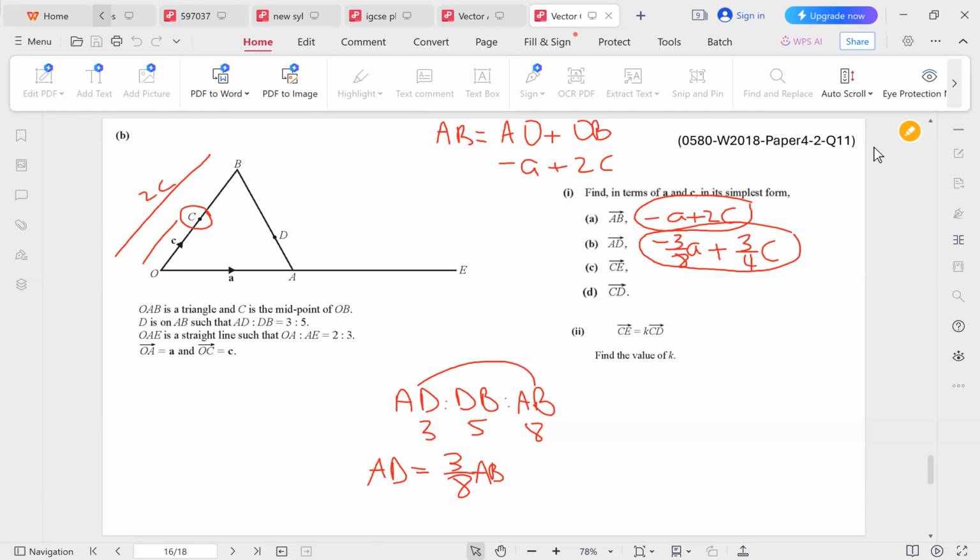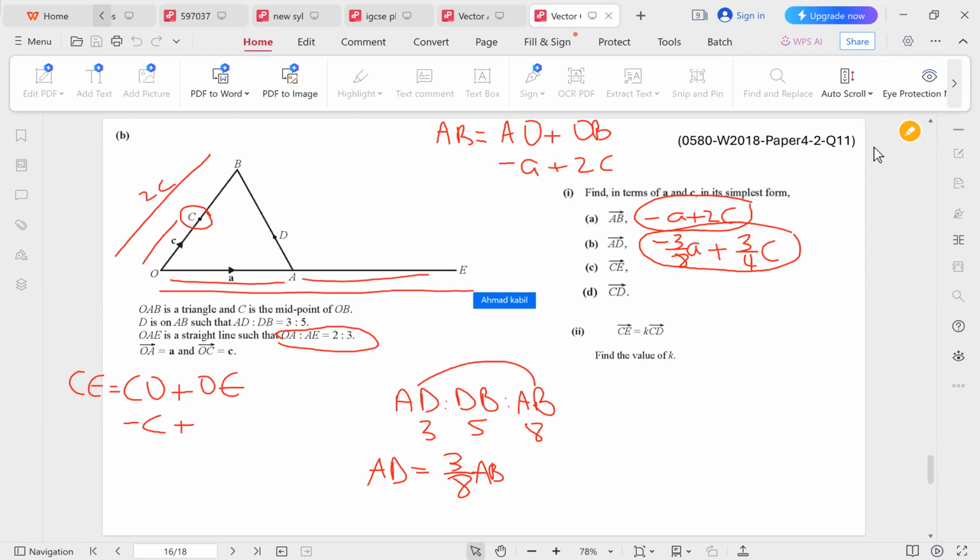another path. So I'm going to use CE equals CO plus OE. CO is just negative C. We want to get OE. We're going to use this ratio here. So we have OA to AE equals 2 to 3. And we can add the total segment. So we have OA to AE to OE. And this is 2 to 3 to 5. So OA equals 2 over 5 OE.